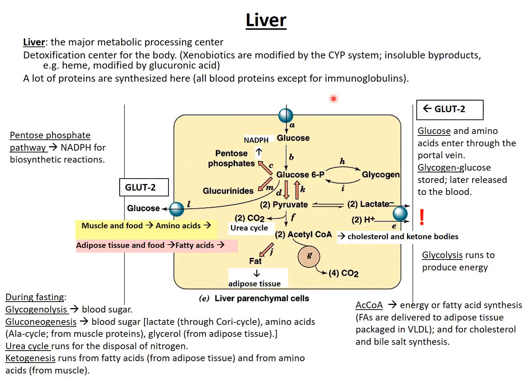So this is a general hepatocyte, which is doing a lot of metabolic processes for us. And also, please don't forget that liver is also the detoxification center of the body. Lots of proteins are synthesized for the serum, with a lot of function in the serum. Now, let's start the metabolic process. So we have glucose coming in.